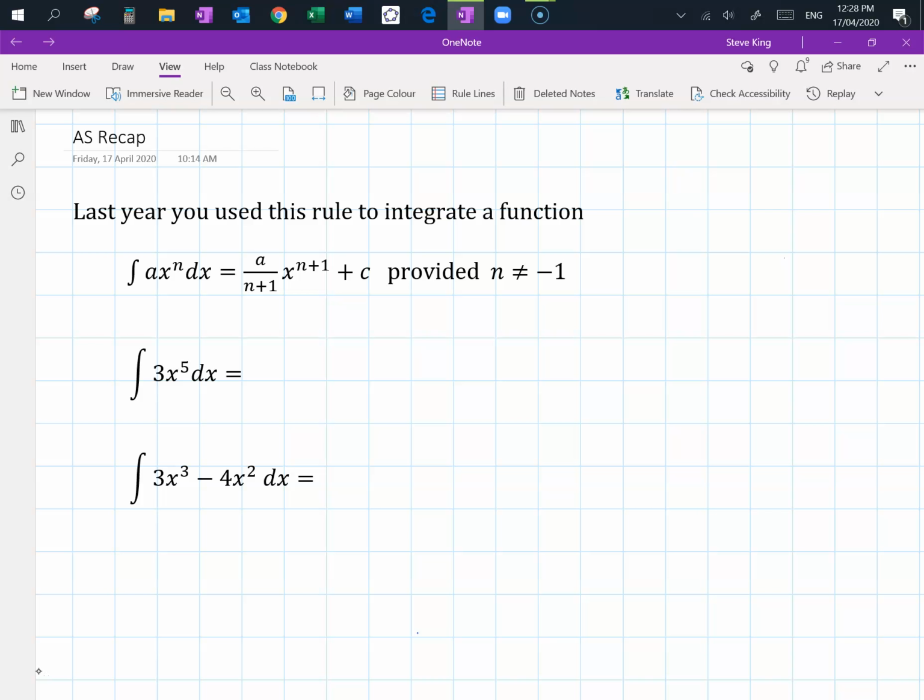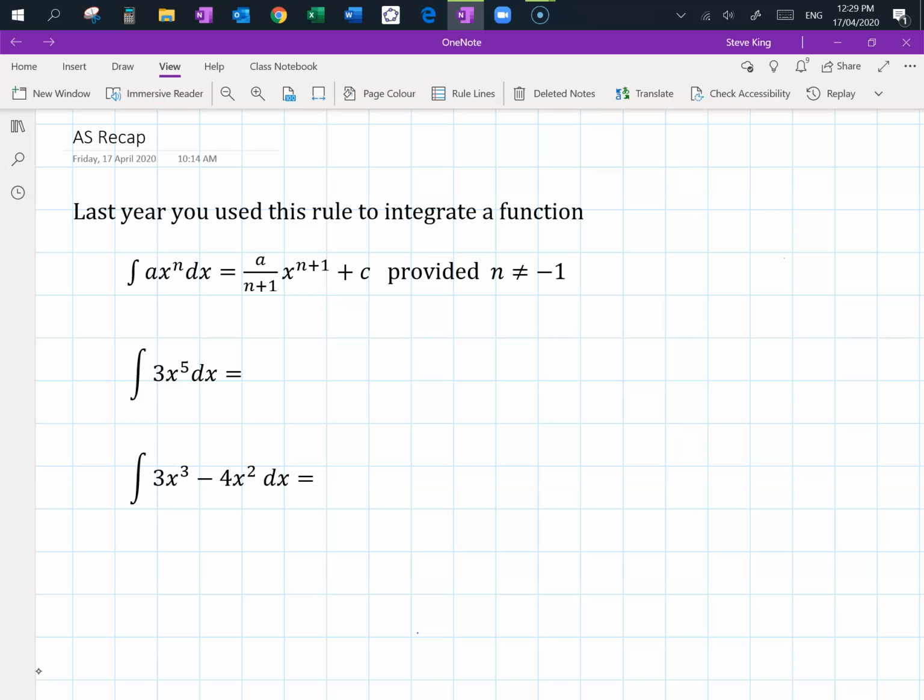The power of n is going to increase by 1, and whatever coefficient we had in front of the x, that is going to become a fraction with the new power that we have for x as the denominator. And this particular rule held for all the work that you did last year, provided that n was not equal to 1. And we're going to look at that a little bit later in the course of this particular topic.